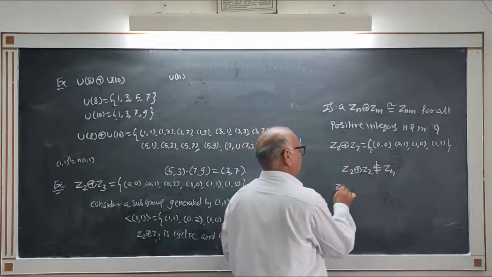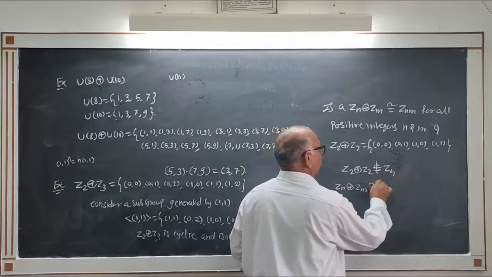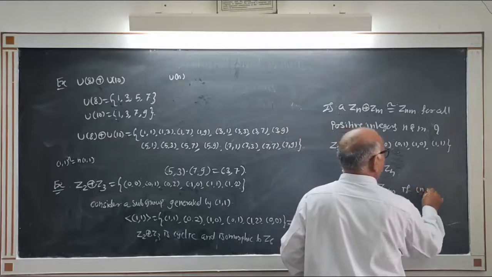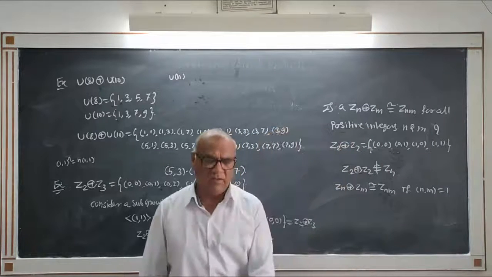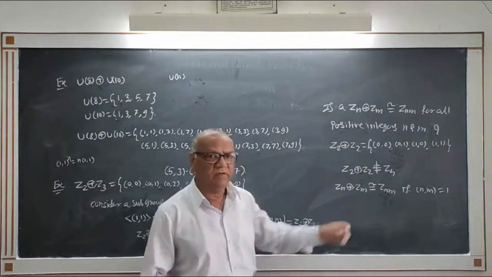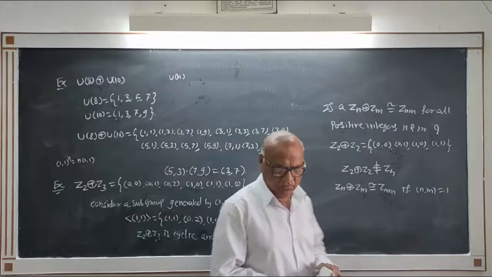Here Zn ⊕ Zm is isomorphic to Znm if n and m are relatively prime. If n and m are relatively prime, then they are isomorphic.